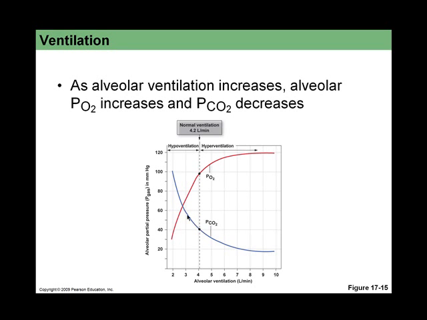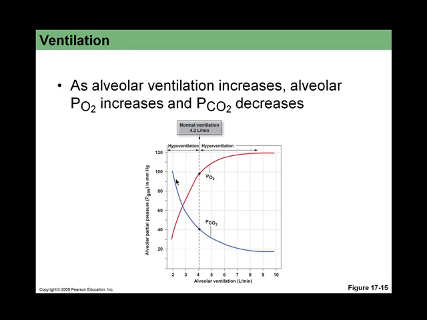We see that CO2 increases from 40 to 100, so over the same relative change in alveolar ventilatory rate, we see a 60 millimeter mercury increase in PCO2, which is actually almost worse than the oxygen drop, but the two combined create major problems.